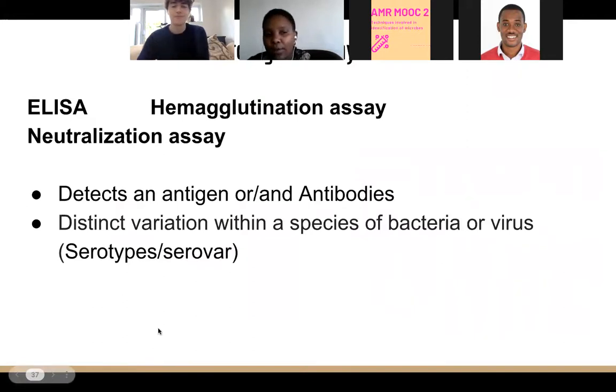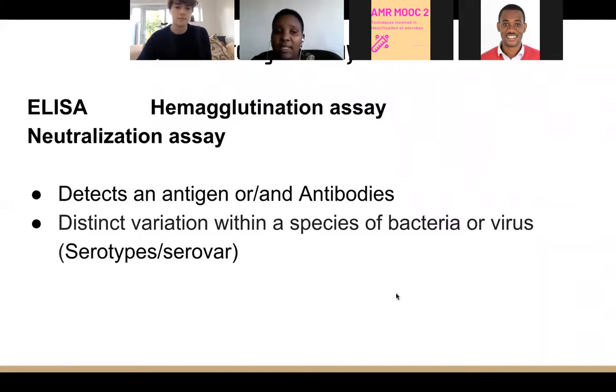Now, if you remember at the beginning, I explained that what determines the type of assay to be used is the interest of a researcher. So if you are interested in the whole organism, if you're interested in the colony, it means that you have to go forward and do culture. But in some cases, you may not be interested in getting the culture, or the whole organism. You're just interested in the antigenic part of the organism or the antibodies against that organism. So for this, we have the serological assays.